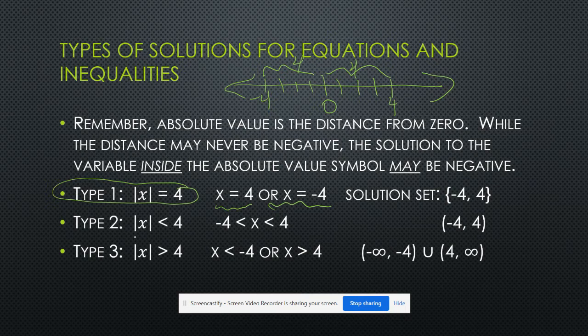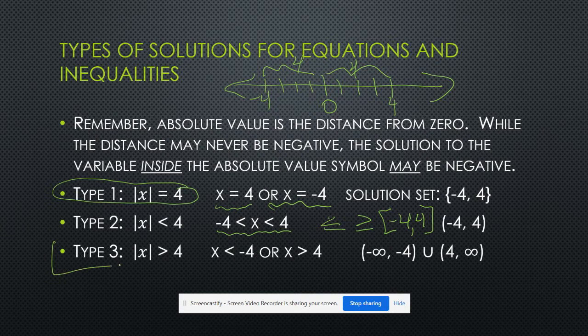Type number 2, the absolute value of x is less than 4. This would mean that x can be between negative 4 and positive 4, with a solution set of parentheses, negative 4, 4. Now remember, these are parentheses because we don't have equal to. So if those look like this instead, then we would have bracket negative 4, comma 4, bracket.